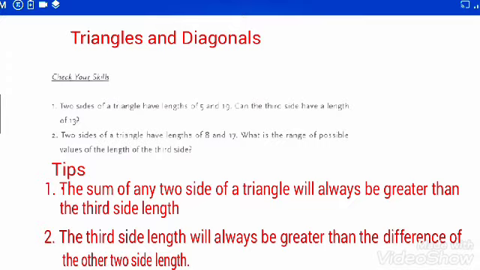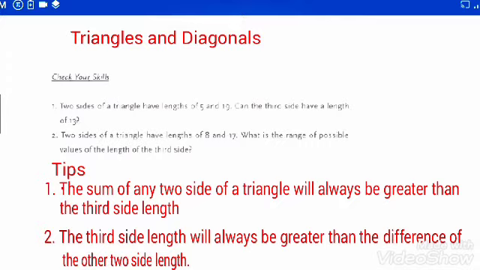Now triangles and diagonals, this part is quite challenging because a triangle has lots of properties and they tend to test you on these different properties. Today we're going to start with the simple or easy stuff, and then as I make more videos we'll get into the difficult, the complex, the most challenging ones.